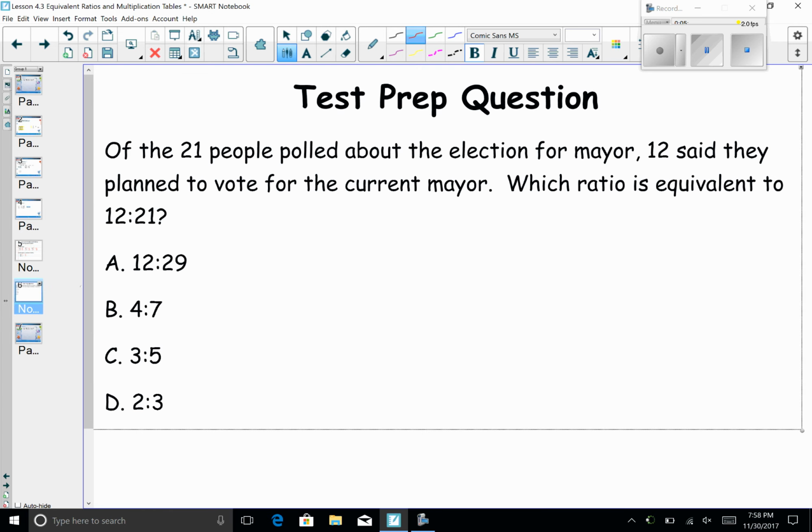All right, finally, you're going to copy down our test prep question. I should see the original ratio set up and then how you got an equivalent ratio, and select your answer. Once you've completed that, continue to hit play.